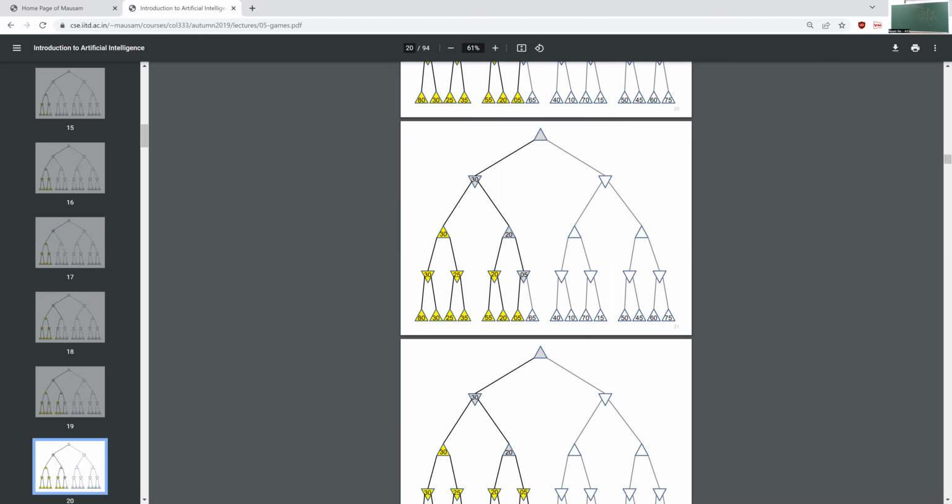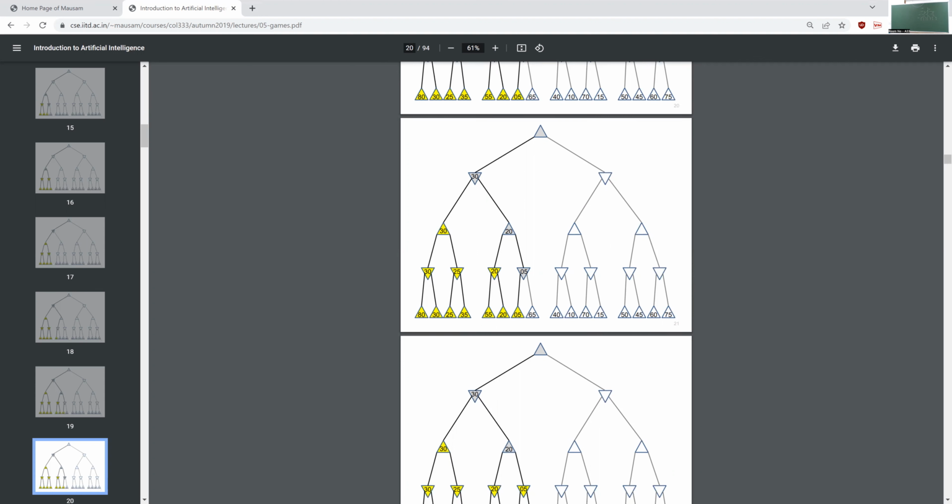Because the agent can potentially go left action and go to a min node which is marked 20. Right. So now 30 and 20, the minimax values of the children of the min node, are ready.